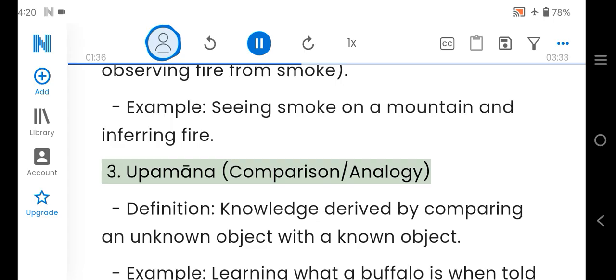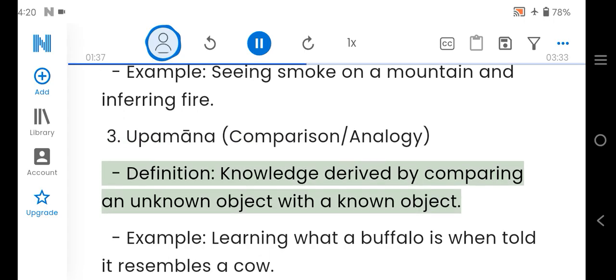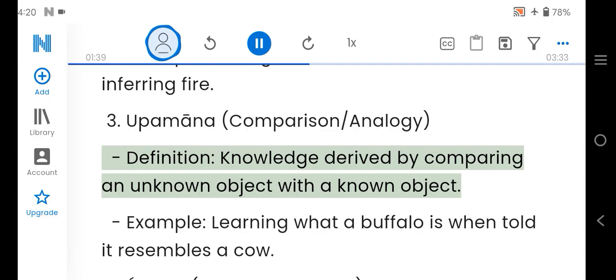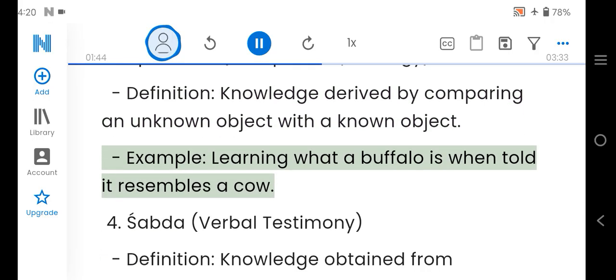3. Upamana, comparison, analogy. Definition: knowledge derived by comparing an unknown object with a known object. Example: learning what a buffalo is when told it resembles a cow.